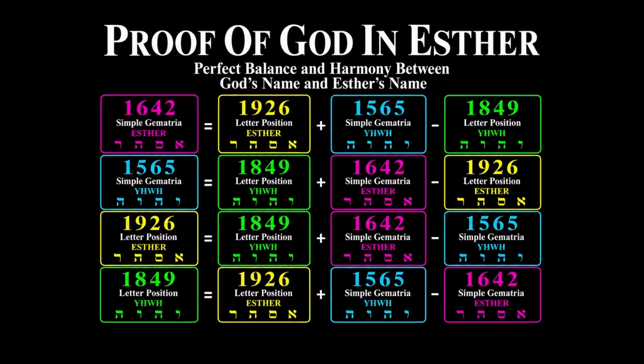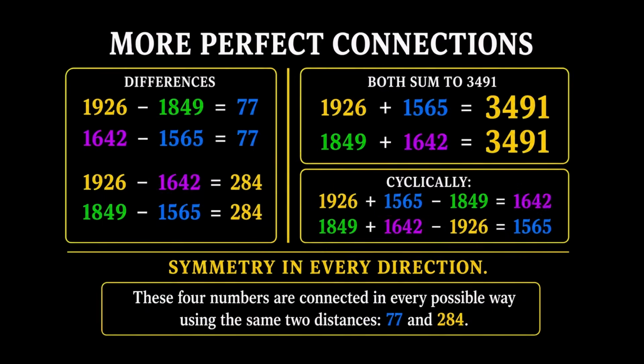The irony is impossible to ignore. Although the name of God is hidden in the book of Esther on the surface, the names of God and Esther appear inseparably connected beneath the structure of the text. We see even more perfect connections in how Esther's numerical identity completes the numerical identity of God's name, and vice versa. When we add the opposite pairs together, both sums equal the exact same number.